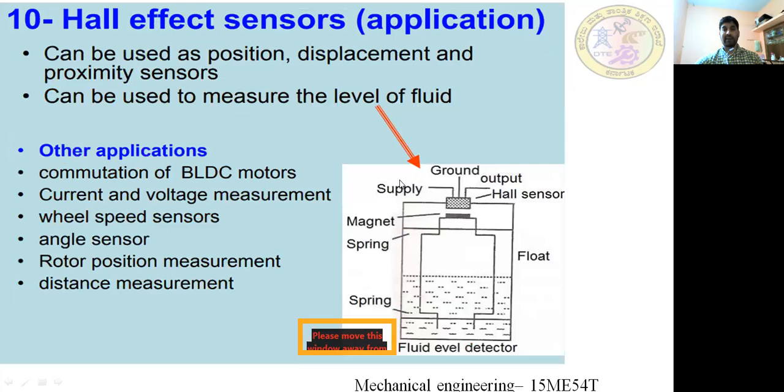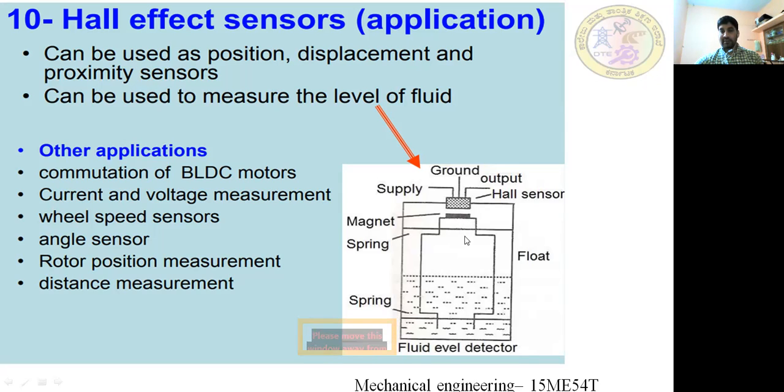You can see here the practical application of this sensor. Here the Hall effect is used to sense the fluid level detector in a petrol tank or anywhere. So here you can see it consists of a float. At the end of the float we have a magnet. As the petrol or the water level or any liquid level rises, this float will come upwards, and if the liquid level decreases, the float will come in downward direction.